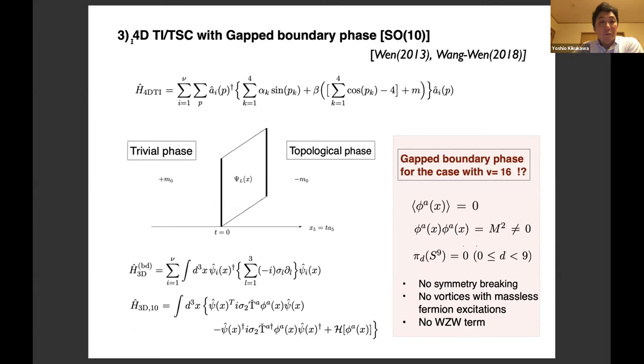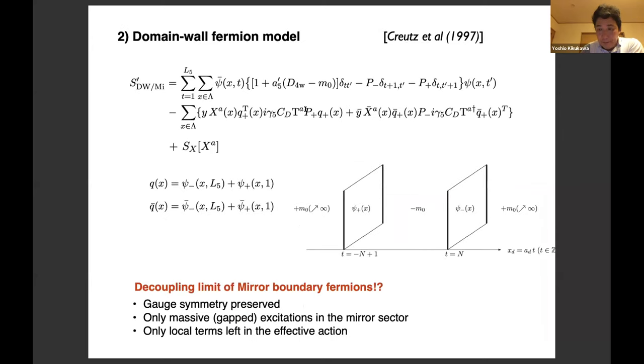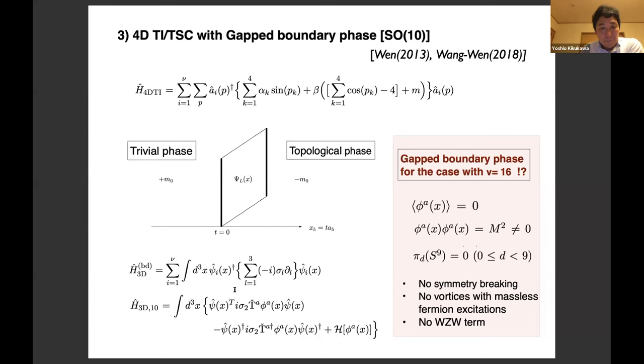And there is the approach with the four-dimensional topological insulator or topological superconductor with a gapped boundary phase, as proposed by Professor Wen and Juven Wang. Professor Wen considers the SO10 case, and he introduces an SO10 invariant Yukawa coupling similar to this one. And he tries to gap the boundary phase by considering an SO10 vector spin field.